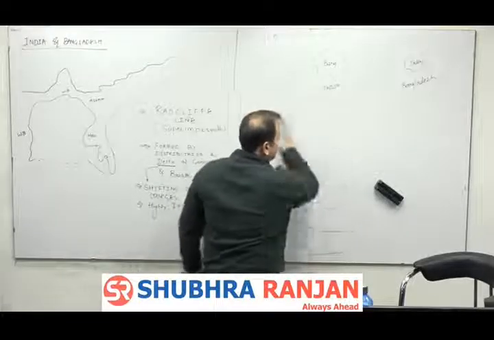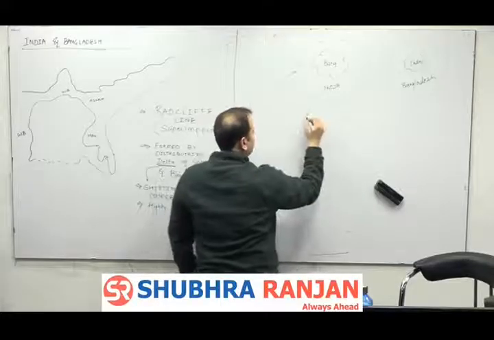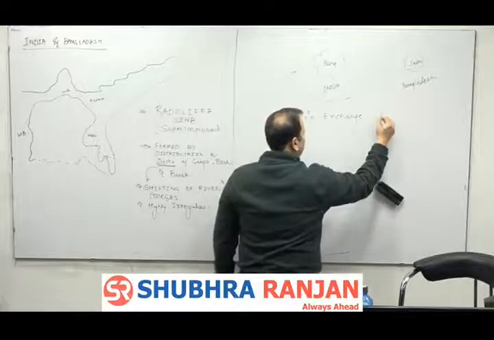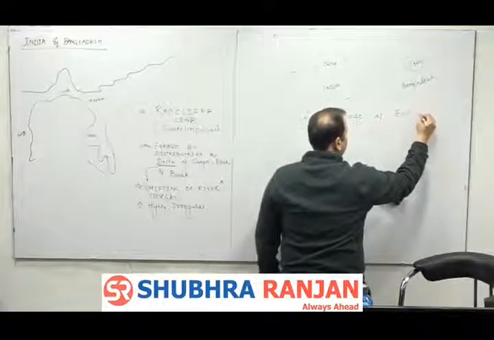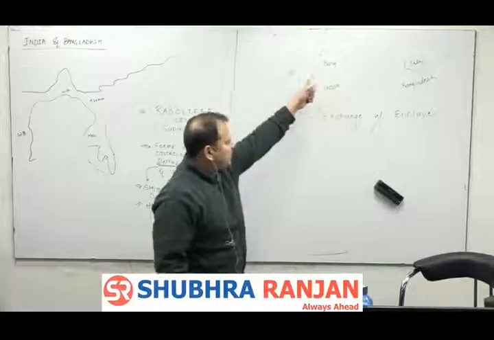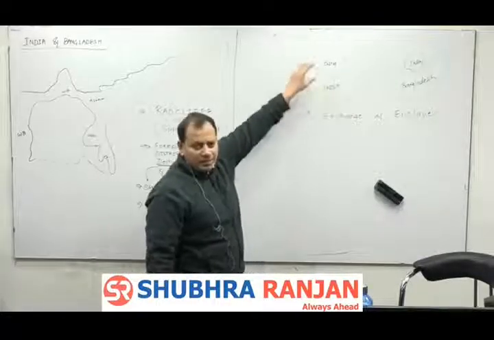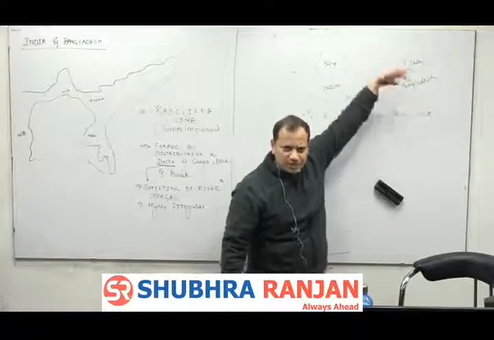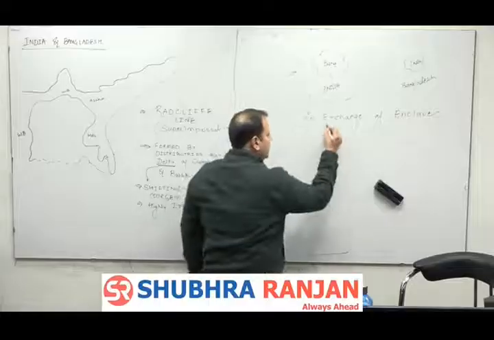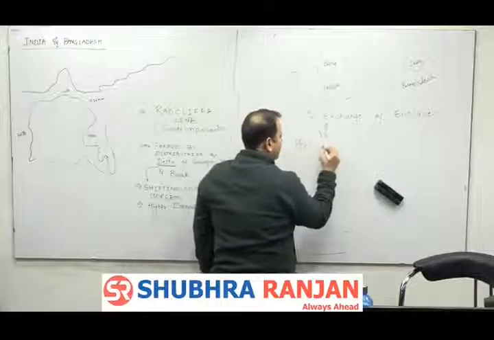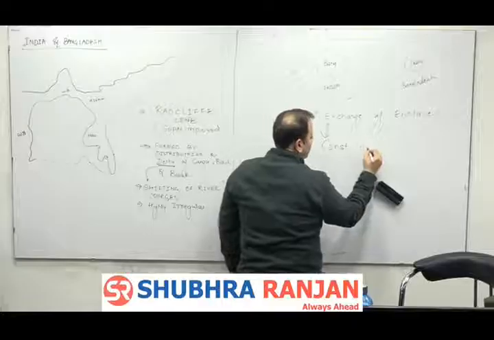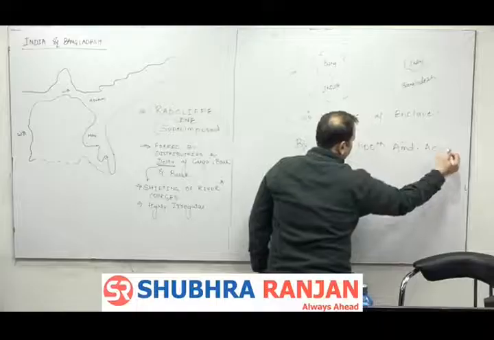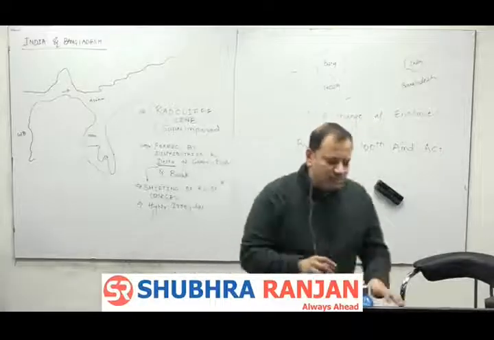And therefore, what did we do? Exchange of enclaves or enclosures. That is, the Bangladesh territory which was surrounded by India was given to India, and the people were asked, and the India territory which was surrounded by Bangladesh was given to Bangladesh. By which act? By the Constitutional 100th Amendment Act. Fine with this?